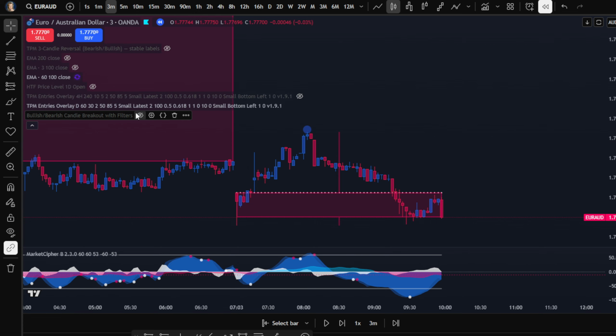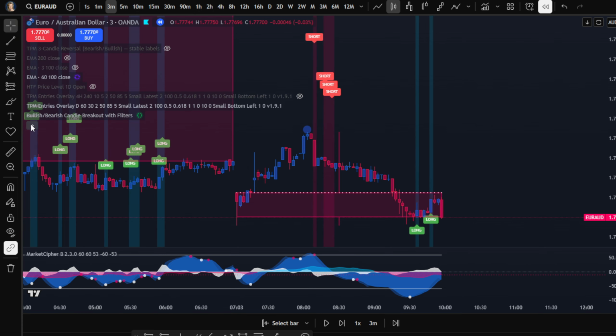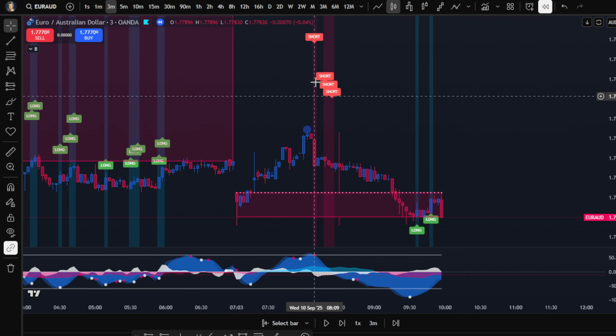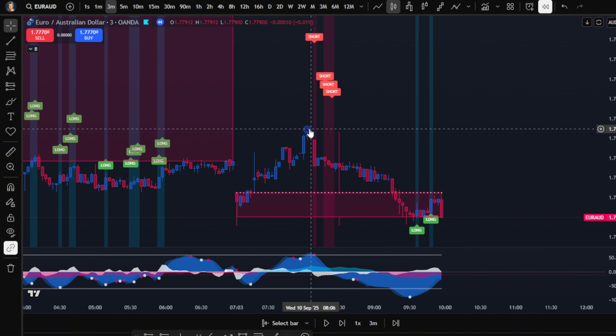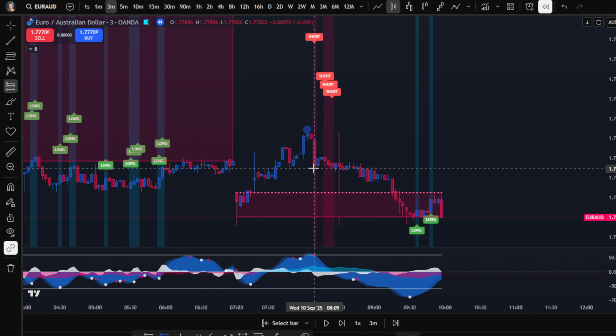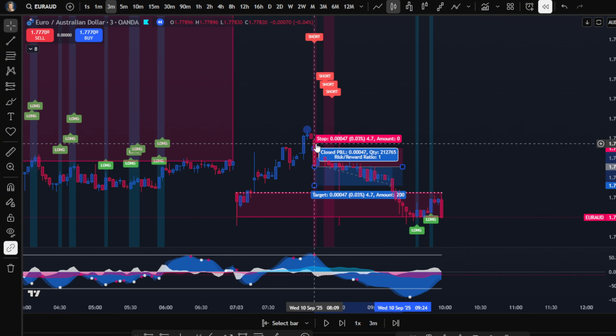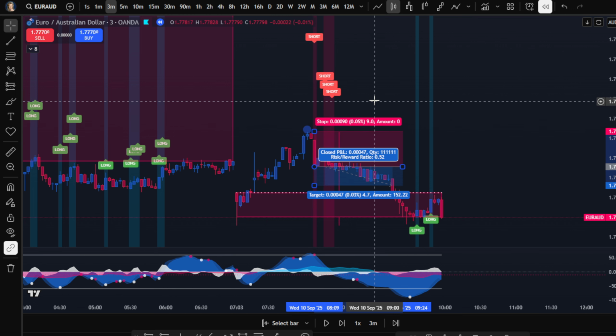So let me just turn on this filthy indicator. Right, there it is. So this was the bearish candle that body closed under the bottom wick of the bullish candle that created the price high. So that is your short entry for that day.